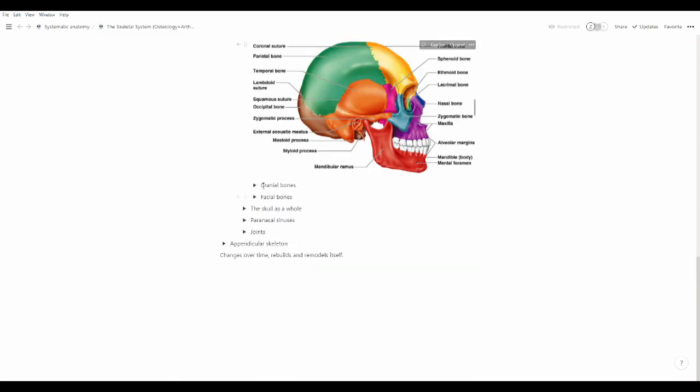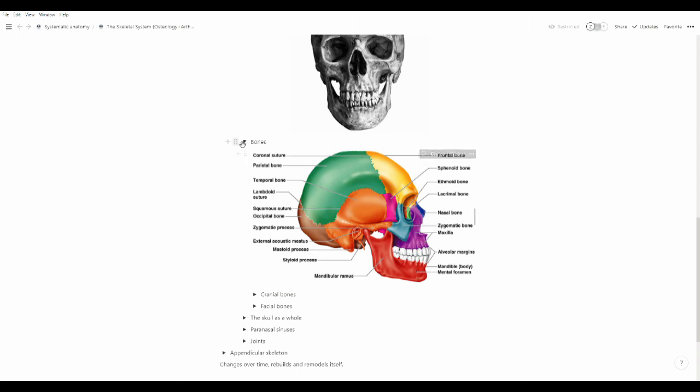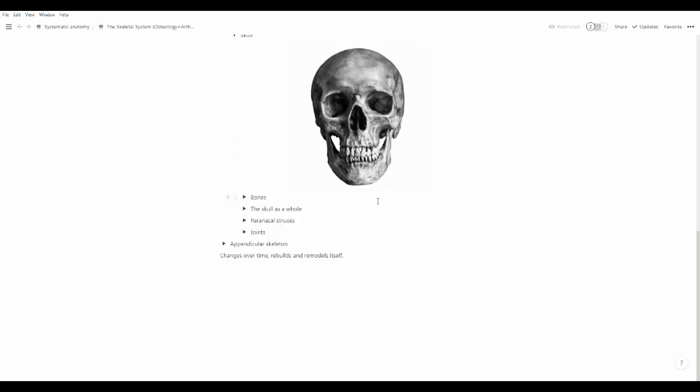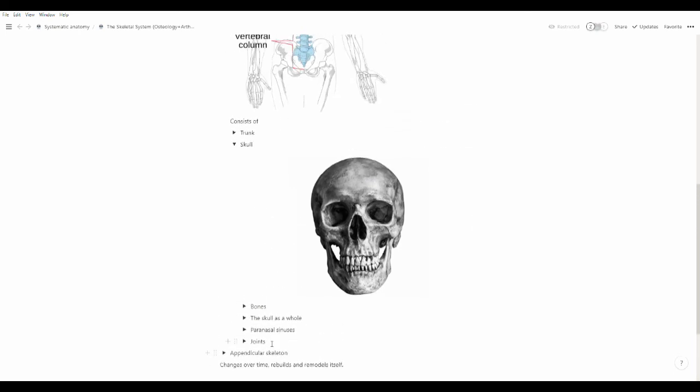That's pretty much it. All right, yeah, so that's pretty much it for the bones of the skull. In the next video, we'll be talking about the skull as a whole. So we'll just look at pictures of the skull and try to pick out bones. And we'll also mention the paranasal sinuses, the holes that are inside of the bones that contain air. We'll mention that later. And lastly, we'll be talking about the joints of the skull.